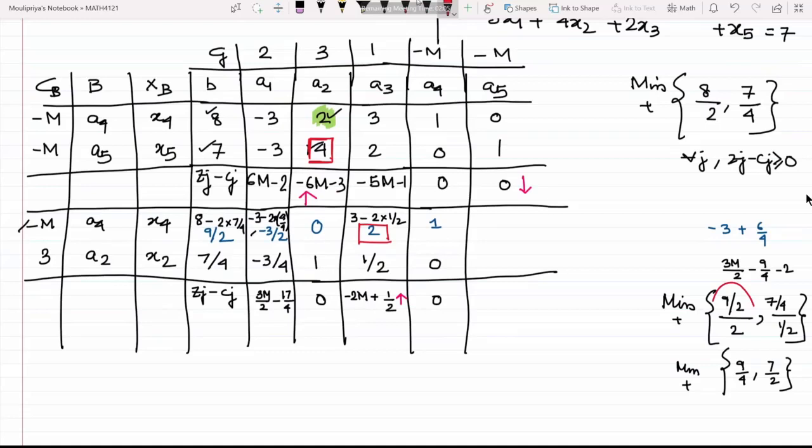This one gave us the minimum ratio, the minimum positive ratio. 2 is the key element. 2 corresponds to which vector? A4. So I think we are done. A4, being an artificial vector, is leaving the basis. We are happy.